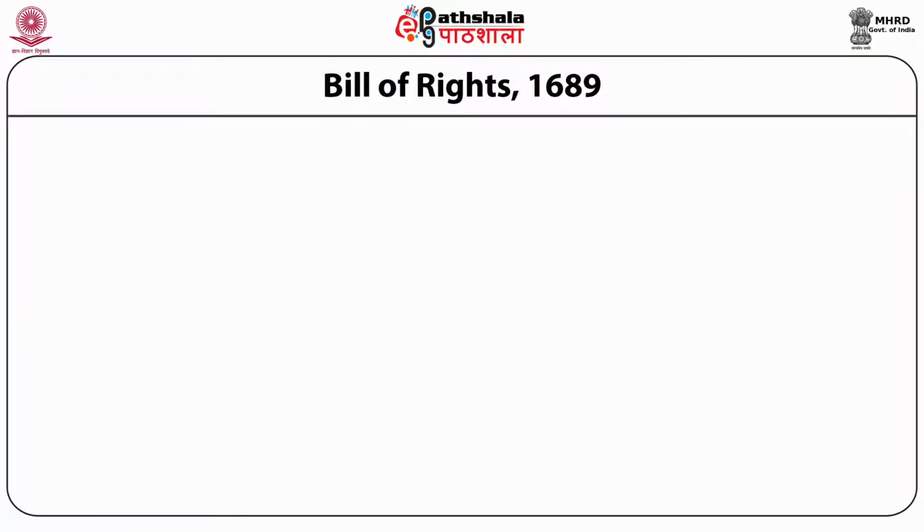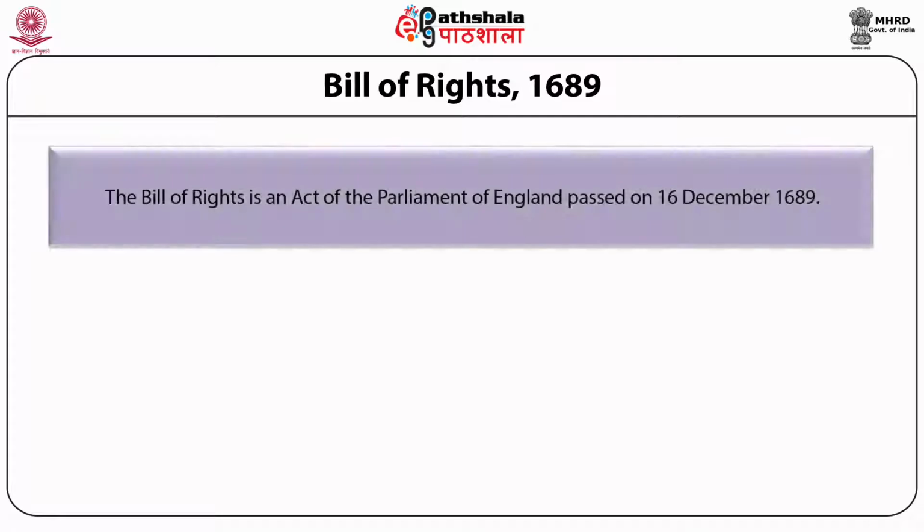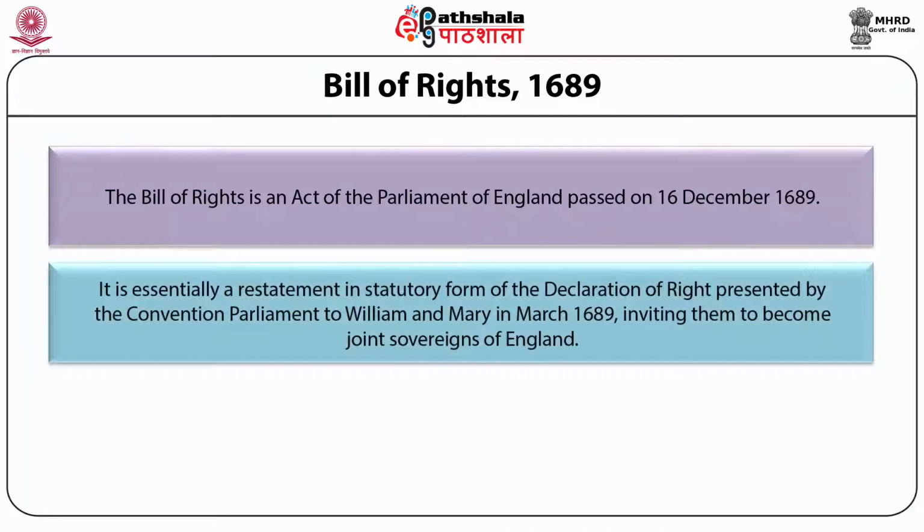Staying in England, we come to the Bill of Rights Act, 1689. The Bill of Rights is an act of Parliament, the Parliament of England, which passed it on 16 December 1689. It is essentially a restatement in statutory form of the Declaration of Rights presented by the Convention Parliament to William and Mary in March 1689, inviting them to become joint sovereigns of England.